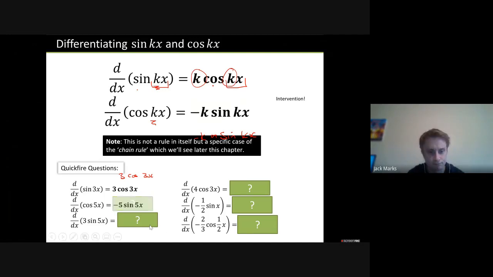Okay, so hopefully there should be no big surprises. If there's already a number there, that's fine. Just multiply the numbers together, like we did with other kinds of differentiation.